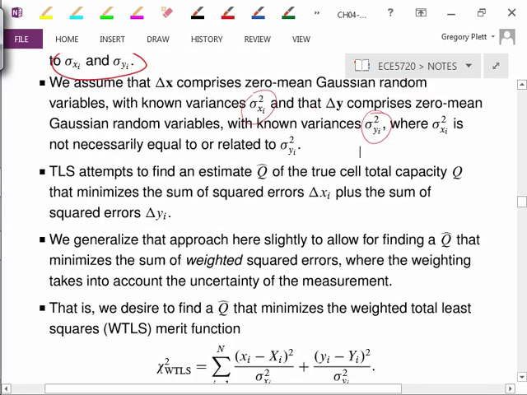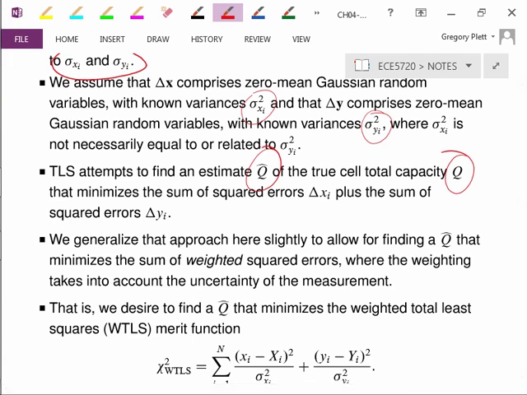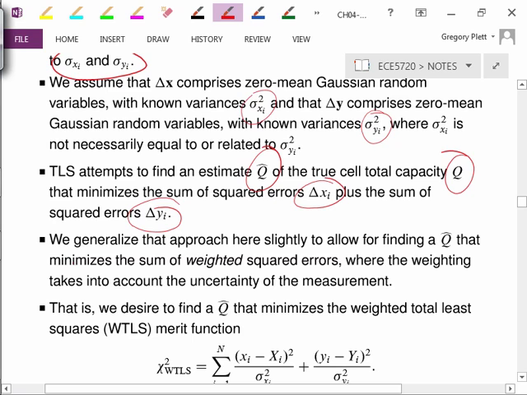Total least squares attempts to find this slope of a line, q hat, of the true cell total capacity q. So the truth is q, the estimate is q hat, and we are doing so by minimizing the sum of squared errors delta xi plus the sum of squared errors delta yi. We could do that, but we're going to be a little more general, and we're going to weight the errors in the x direction and y direction by the standard deviation of the measurement error in each direction. So we will take into account the uncertainty of the measurement.